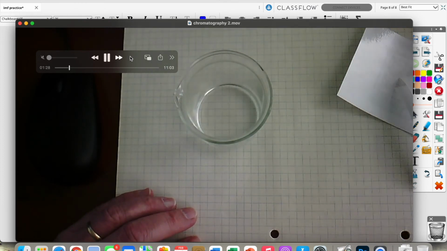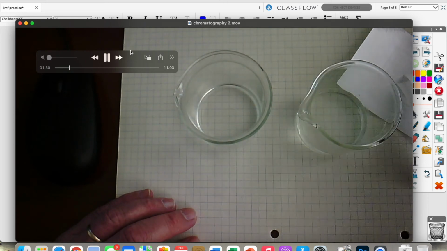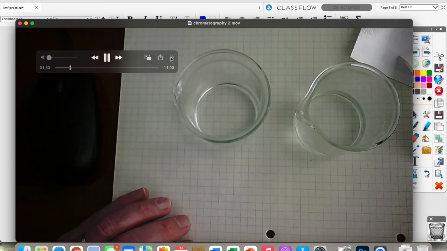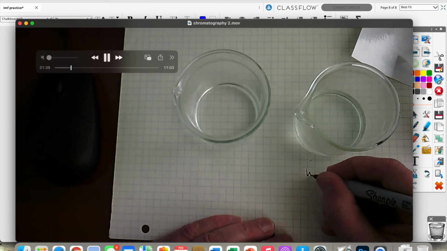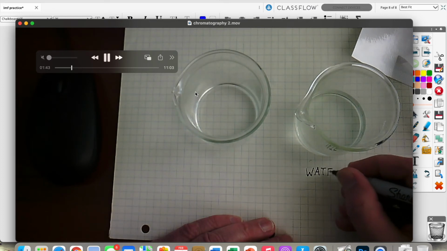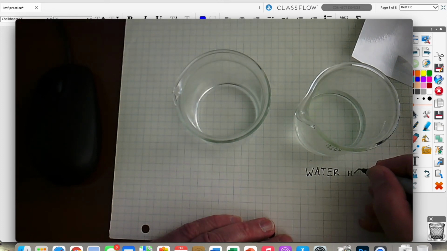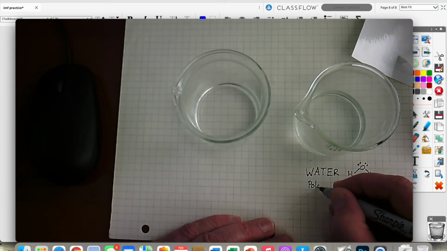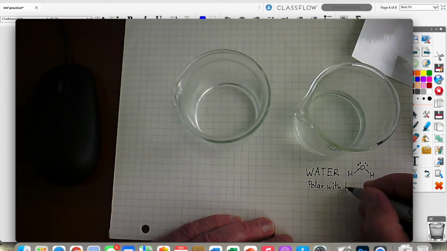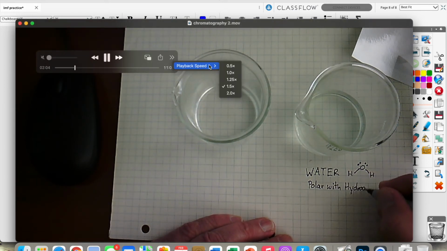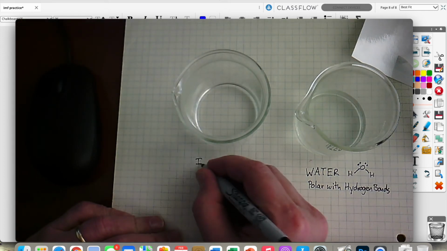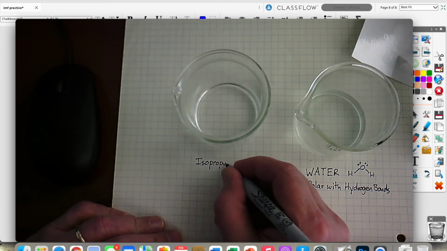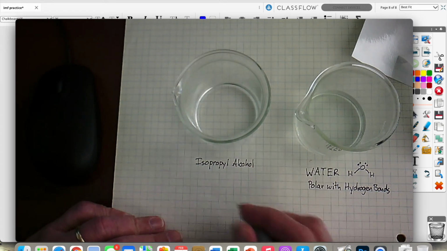And then we just took two beakers with two different solvents in them. And let's see if we can change the playback speed. Maybe we can. Go 1.5 speed so we don't have to watch quite all of this. So I'm not the fastest writer in the world. So we have water. That works pretty well. Let's do it twice. There we go.